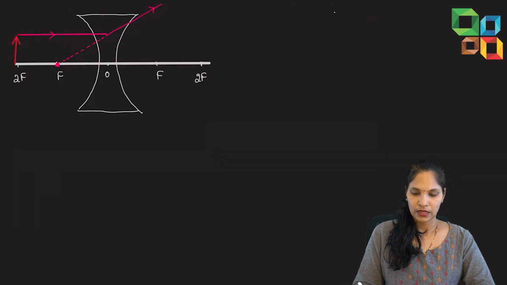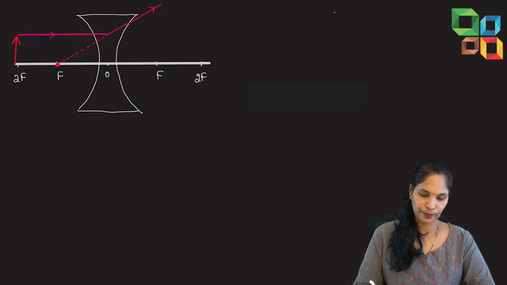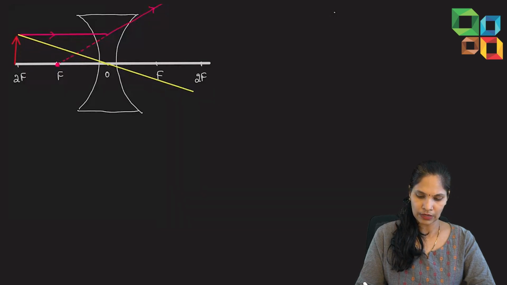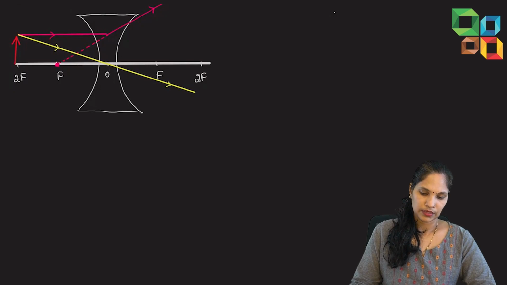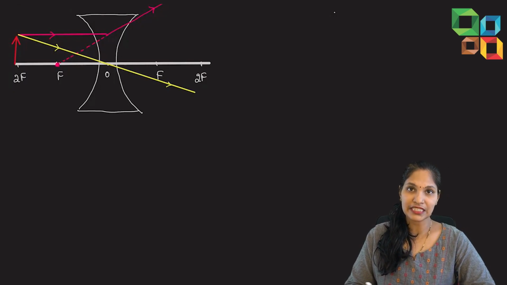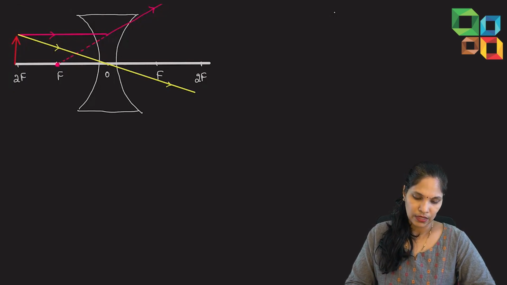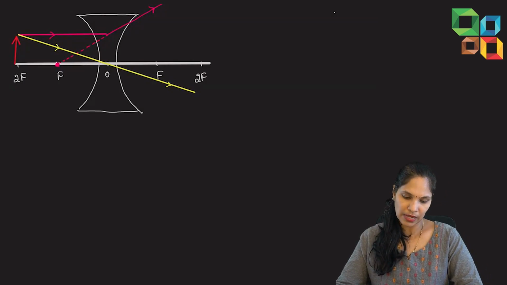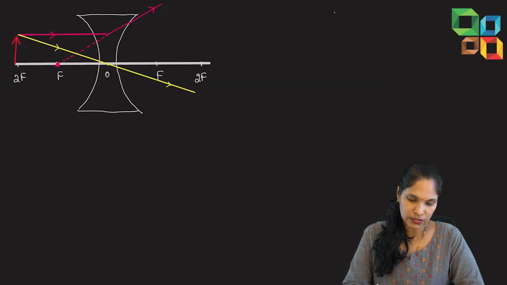The second ray which we are going to consider is the one which passes through the optic center, and there is no problem with that at all. Simple one this is. I will surely use this ray for construction of the image every time because it's a straight line. So any ray that passes through the optic center will not get deviated at all. Then next one.